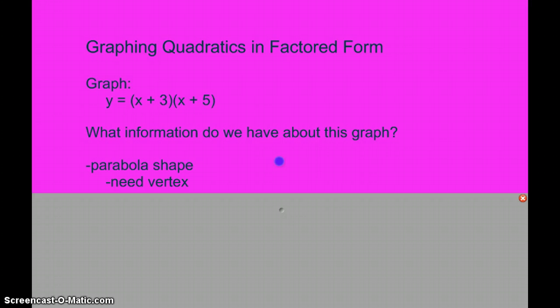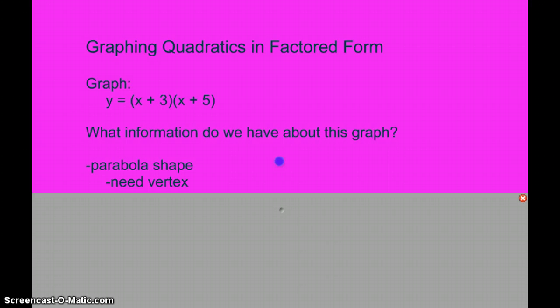It's a parabola shape, because we know x plus 3 times x plus 5 is simply the factored form of a parabola. I can multiply that out to x squared plus 8x plus 15. And as we talked about yesterday, any graph of degree 2 is going to be a parabola shape. But then that brings us to that next question of, where's the vertex?